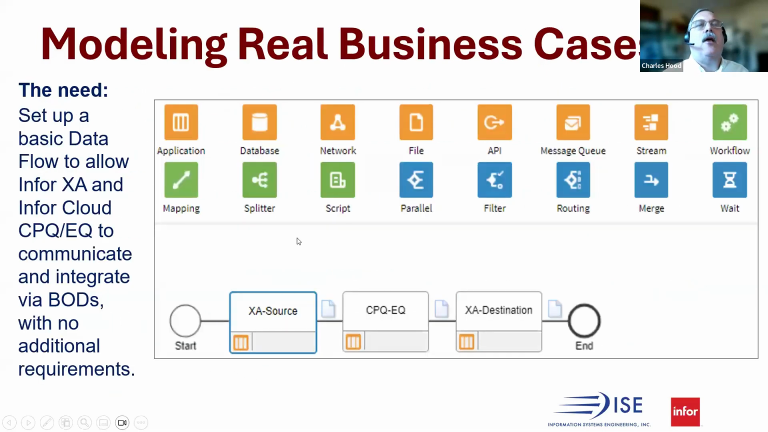Okay, here's a real life example. The need here was a basic data flow to allow Infor XA and then Infor Cloud CPQ/EQ to communicate and integrate via BODs. No additional requirements, pretty simple. XA can publish BODs, CPQ/EQ in the cloud can consume those BODs, and then there's one BOD, a process sales order BOD, that EQ, CPQ can send back to XA, and that'll become a customer order in XA. So this is a pretty straightforward one.